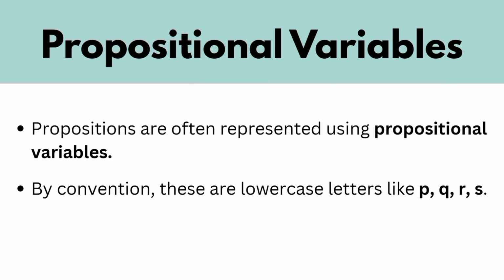Propositional variables. Propositions are often represented using propositional variables. By convention, these are lowercase letters like p, q, r, and s. To make things easier, we represent propositions using letters like P, Q, R, and so on. For example, P might mean "it is raining."